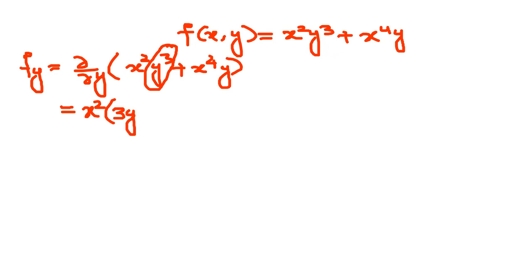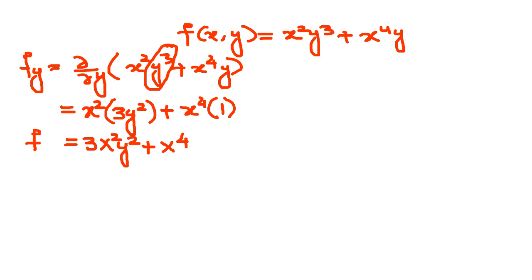F of x, how did you get? 2 times partial derivative. Okay. See, I will explain how I find y and y; the same method applies for x and x. First find y. This is y, plus x power 4 and y derivative is 1. So that is equal to 3x square y square plus x power 4. This is y.